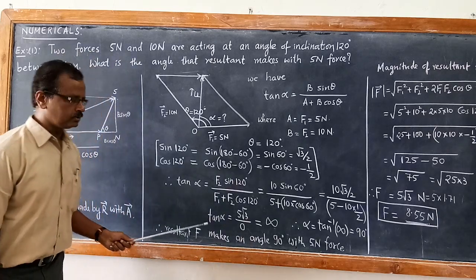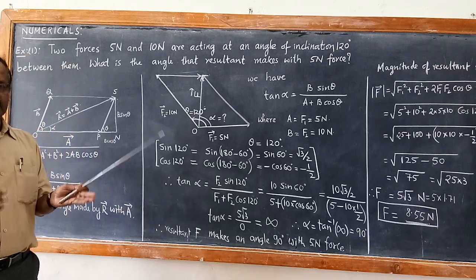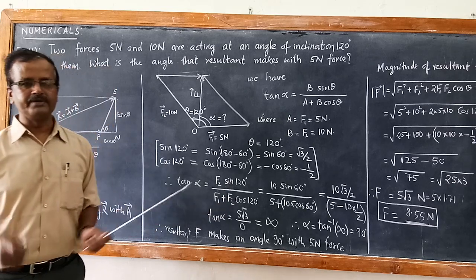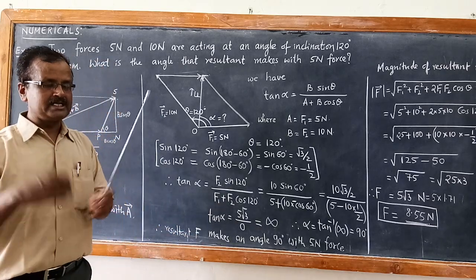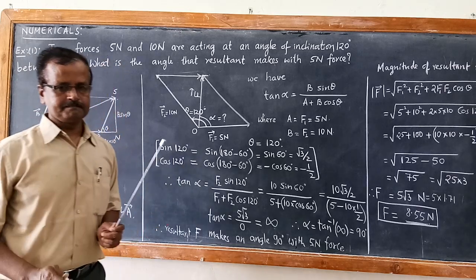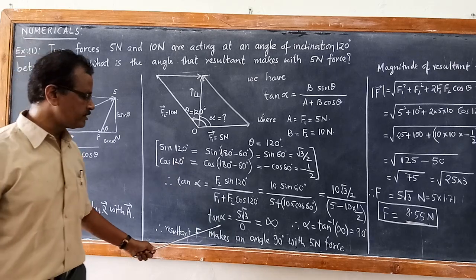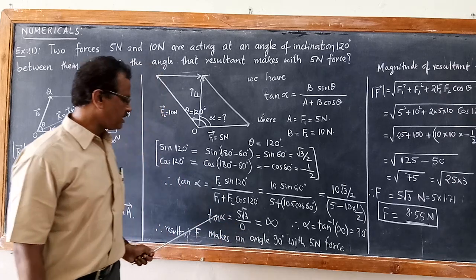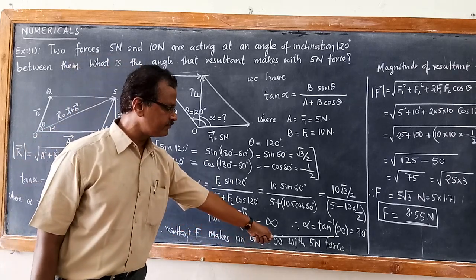So that's the next step. Tan alpha is equal to 5 root 3 divided by 0. Any number divided by 0 gives us infinity, so tan alpha becomes infinity. For which angle does tan take infinity? Obviously it is 90 degrees. Therefore tan inverse of infinity is 90 degrees, since tan 90 is infinity. Therefore alpha is equal to tan inverse of infinity.